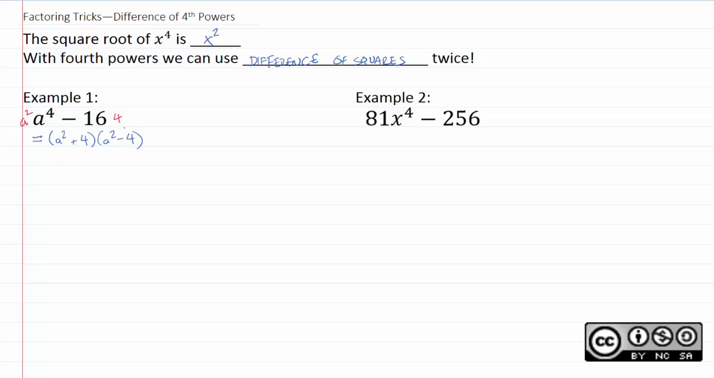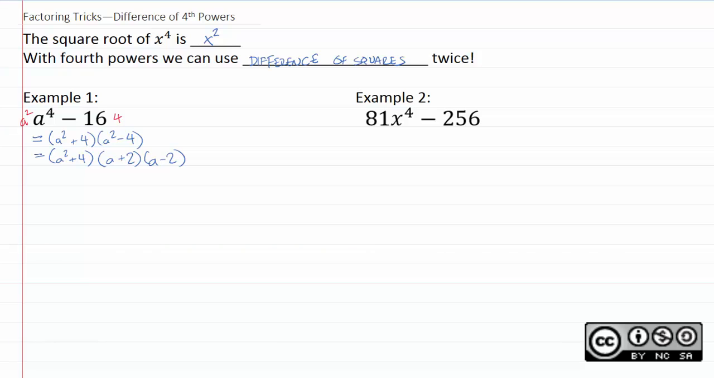As I said, one of these factors and one doesn't. That's prime because that is the sum of two squares, so we're going to leave it. This does factor though. So I'm going to leave my prime factor where it is, a squared plus 4. Then I'm going to factor this difference of squares into a plus 2 times a minus 2. Every single difference of fourth powers has this exact form.